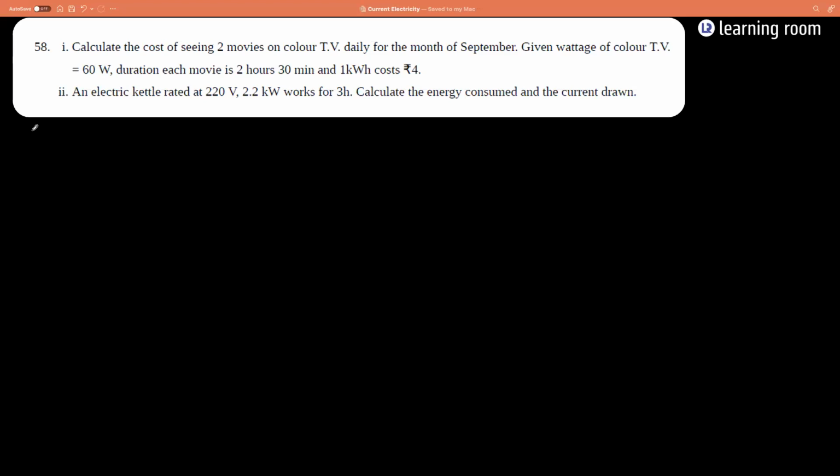Do this. Calculate the cost of seeing 2 movies on color TV daily for the month of September. Given the wattage of the color TV is 60 watt, the duration of each movie is 2 hours 30 minutes, and 1 kilowatt hour costs ₹4.